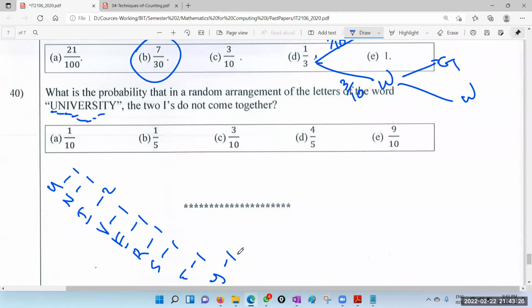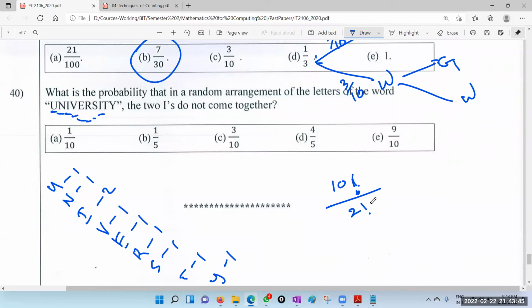Two I's. What are all the possibilities? 1, 2, 3, 4, 5, 6, 7, 8, 10. Factorial 10 divided by factorial 2. That is all the possibilities.